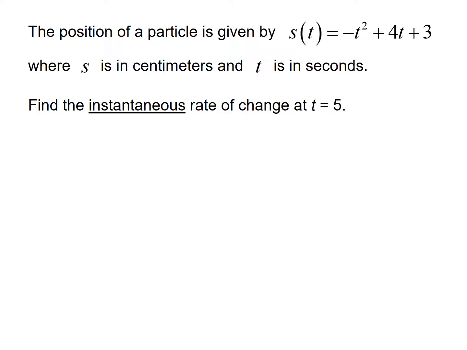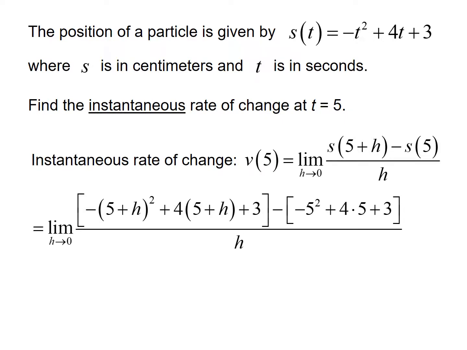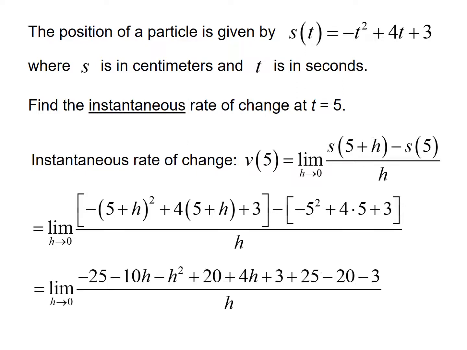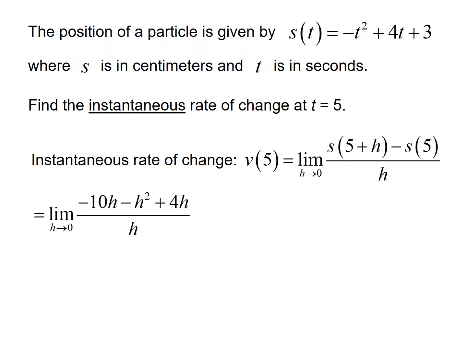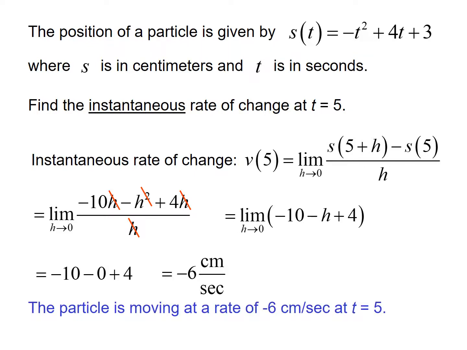Now we want the instantaneous rate of change at t equals 5. How fast are we going when time equals 5? So we use our limit. Limit as h goes to 0 of our position at 5 plus h minus our position at 5 over h, because again, h is a very small change in time. So we can plug that into our equation, expand and simplify, cross out all these common factors, cancel an h, substitute: -6 centimeters per second is the instantaneous rate of change. That's how fast it is moving at time 5.